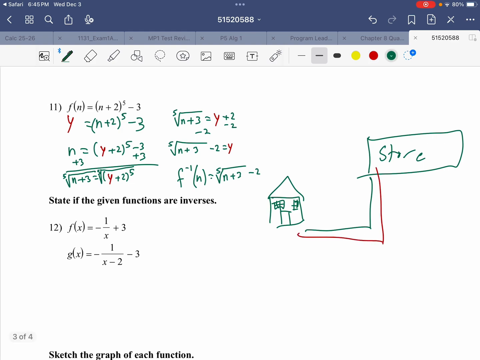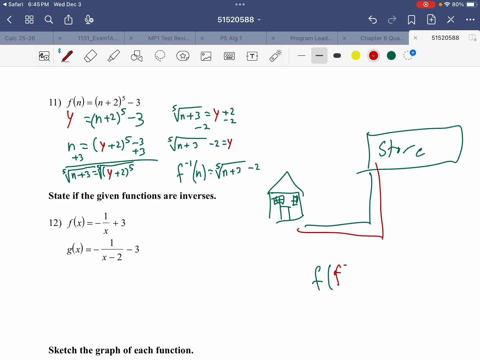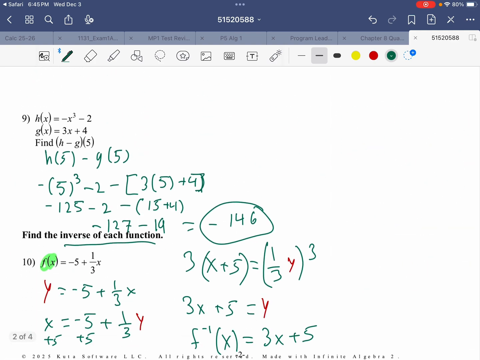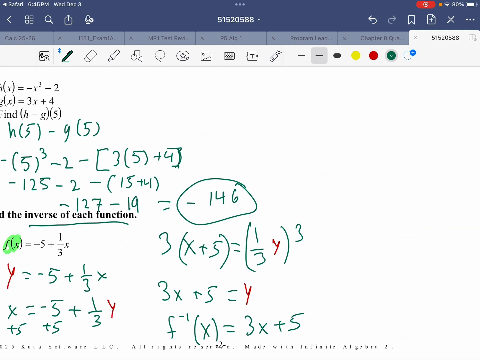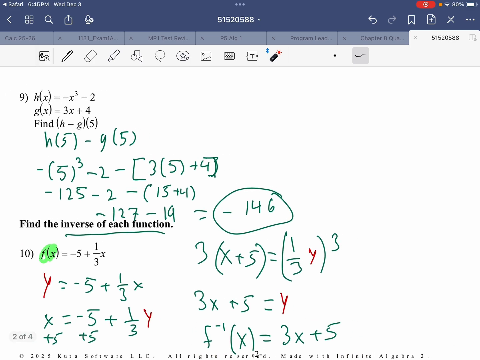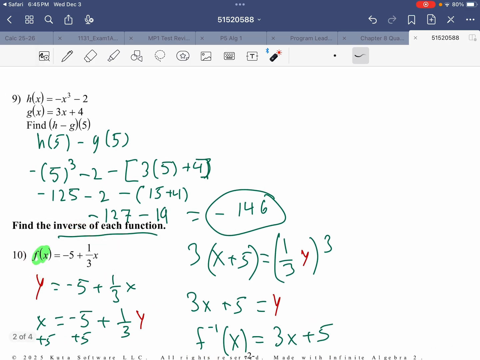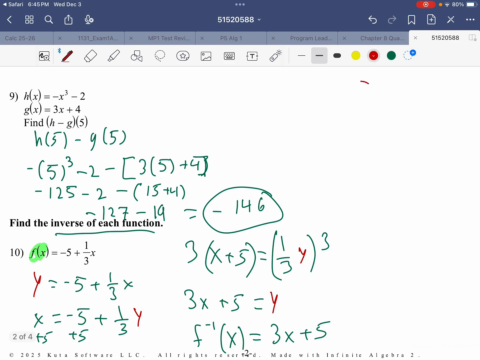In the inverse function idea of this, f of the inverse of f of x should just be equal to x. So you should be able to input this into the function and then get x. I'm going to show this with one of the easier examples we just did. If the inverse is 3x plus 5, and our original function is -5 plus 1/3 x, then I should be able to write f of the inverse of x. If we're doing this correctly, this should be equal to x.